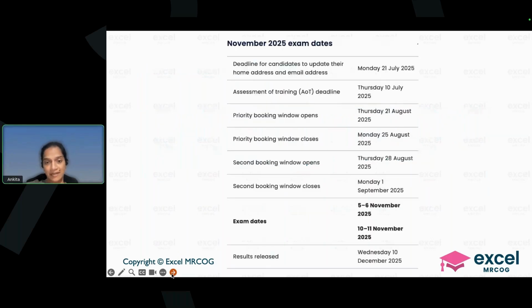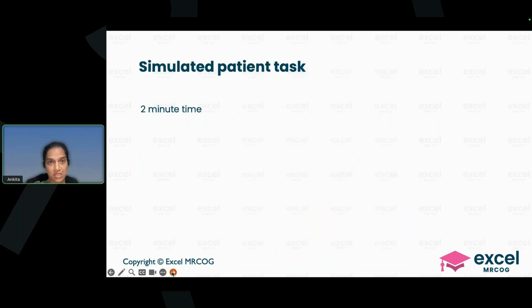These are certain important dates you all must be aware of. The second booking window opens on 28th of August, and it closes on 1st of September. So this is a crucial time for all of you for booking the exam, because the seats get booked very quickly. You need to be seated at the computer with a good Wi-Fi connection and have your booking done. This is for non-UK candidates, and priority booking usually is for UK candidates. All right, so that's about it.